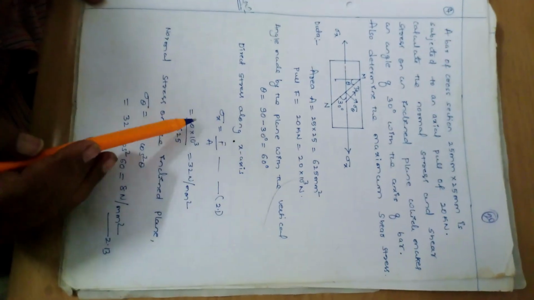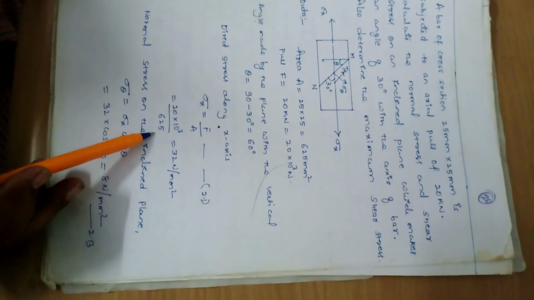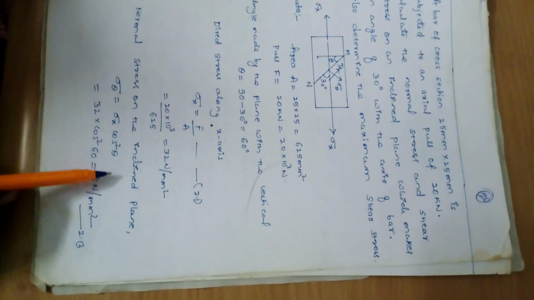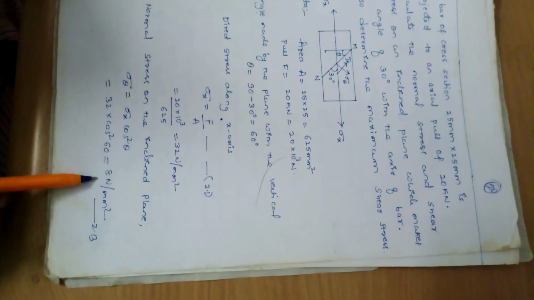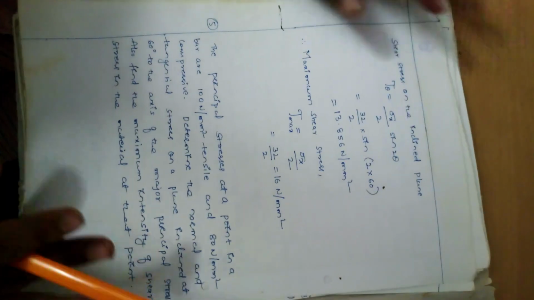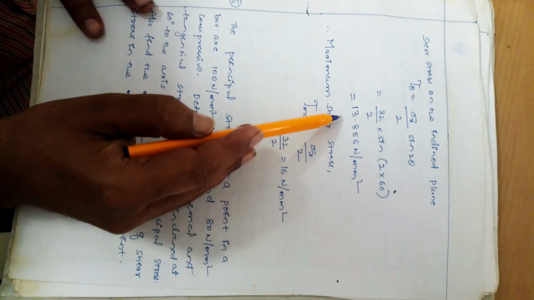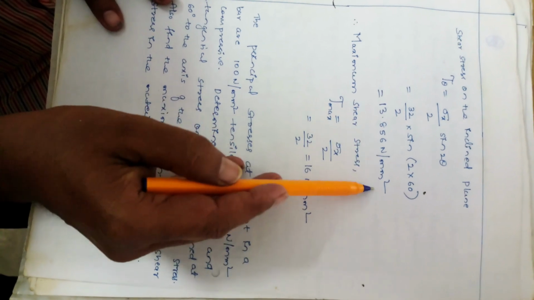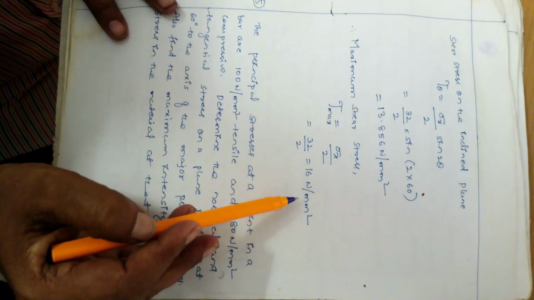So direct stress, you can use a simple formula, sigma x equal to F by A, 20 into 10 raised to 3, converted into Newton, divided by 625, you will get 32 Newton per mm square. Normal stress on inclined plane, sigma theta equal to sigma x into cos square theta, 32 into cos square 60, you will get 8 Newton per mm square. So shear stress on an inclined plane is given by tau theta is equal to sigma x by 2 into sin 2 theta. So 32 by 2 into sin 2 into 60, you will get 13.856 Newton per mm square. So maximum shear stress is always taken as half of the direct stress, that is 32 by 2, 16 Newton per mm square. So this completes the problem.